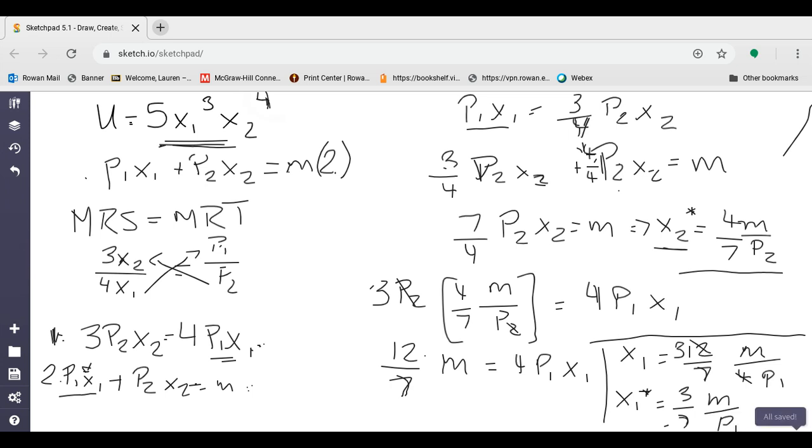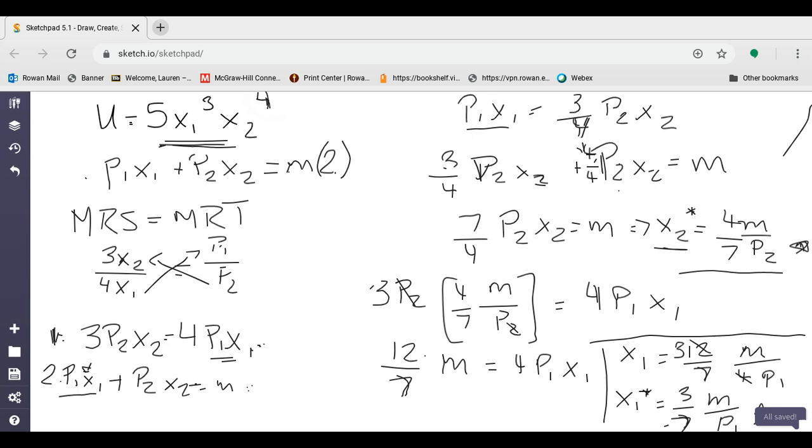m/p1. So now we have both of the x's, and these are what we call the Marshallian demands. These are the solutions to our utility maximization problem if we knew what m and the prices were. Remember, this is a 7, doesn't look like it.